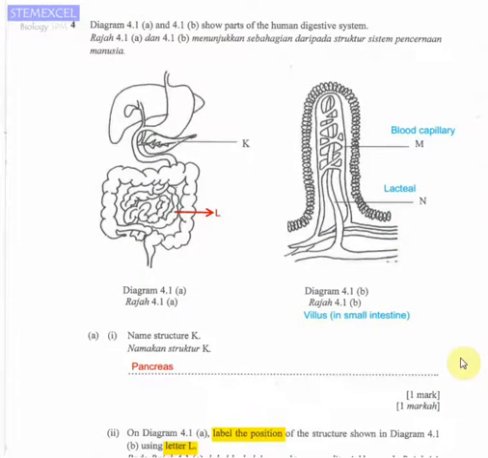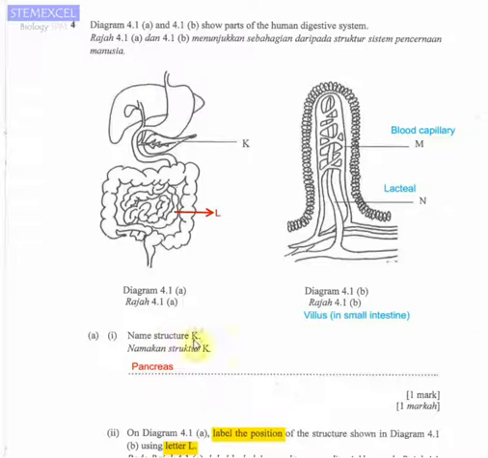Question 4. This is showing parts of the human digestive system. Once again, we will briefly go through very quickly what each of these are. So this is your digestive system, and K here is of course your pancreas, this is your large intestine, and this is the small intestine. This one here is the structure of a villus, which can be found in the small intestine. Here you have your blood capillary, which is M, and this structure that is always covered by the blood capillary is the lacteal, which is N.